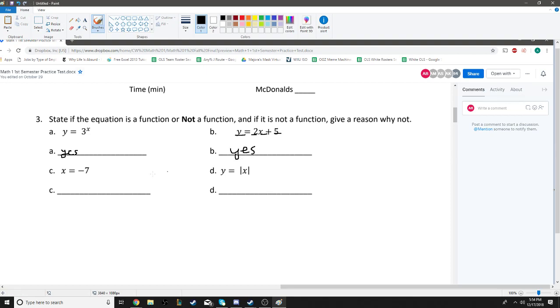Yes. C is x equals a number. That is not a function. So it is a vertical line. If it is a vertical line or it fails the vertical line test, it is not a function. This one right here is the absolute value function. And it didn't ask me what the name was, so we just put yes because it's a function.